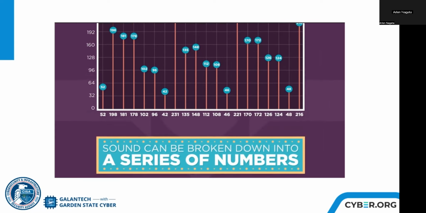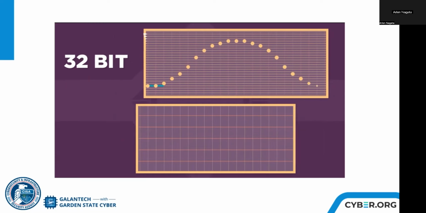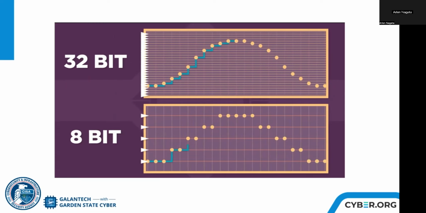If you want higher quality sound, you would pick 32-bit audio over 8-bit audio. More bits means a higher range of numbers.